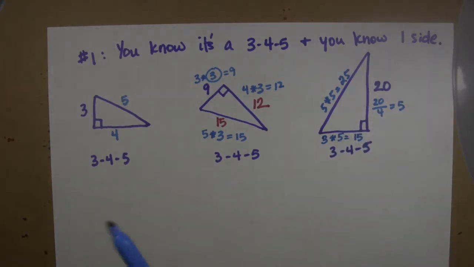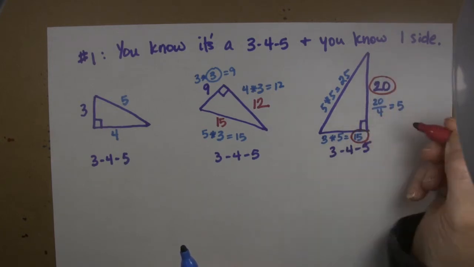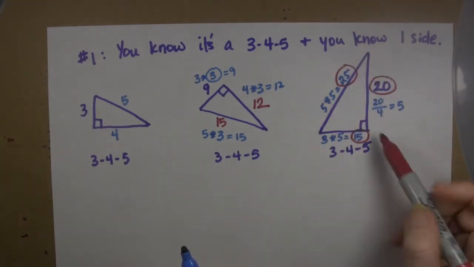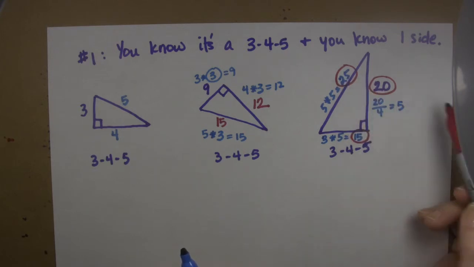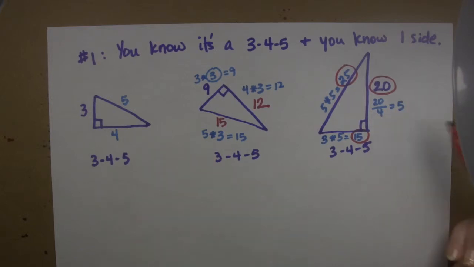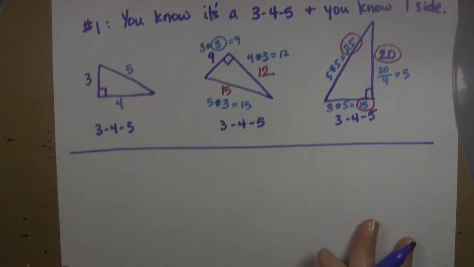So the lengths of these sides are 20, 15, and 25. That's a 3, 4, 5. I multiplied each side by 5. I think I did that wrong. Oh, no, I didn't. I did that right. Okay, good. So that's the first type of question that they ask you with 3, 4, 5 triangles.